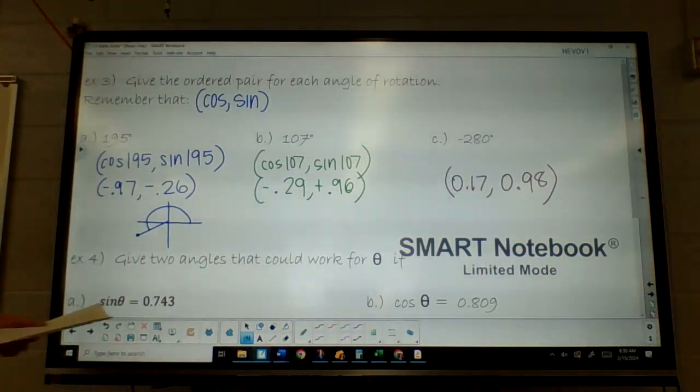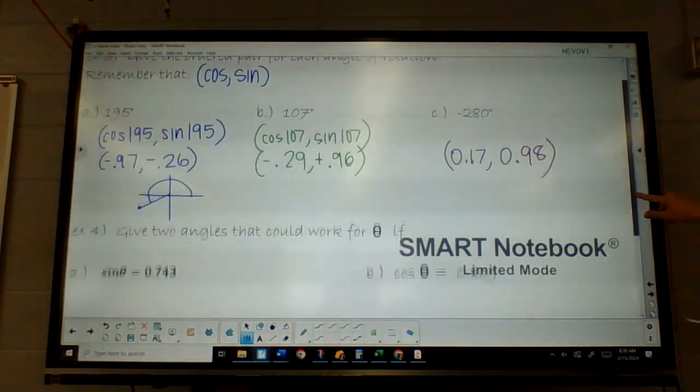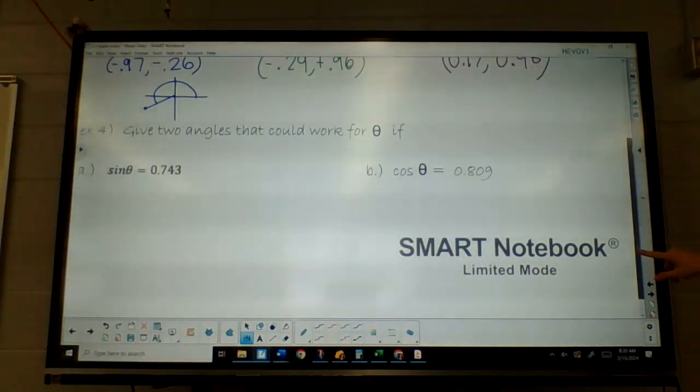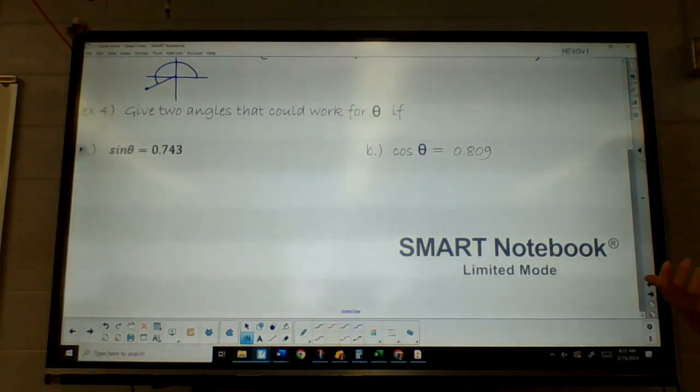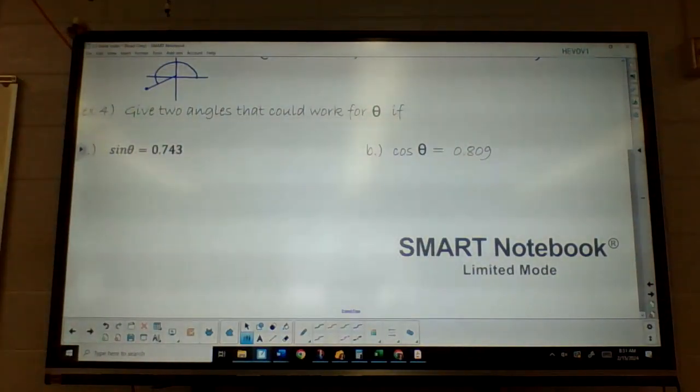All right. So now they want us to talk about this. They're giving us the answer to a sine, and they want us to find the angle that would work for that. But they're asking us for 2 angles. Your calculator will give you 1, and we have to find where the other one is. So this is a little bit strange.